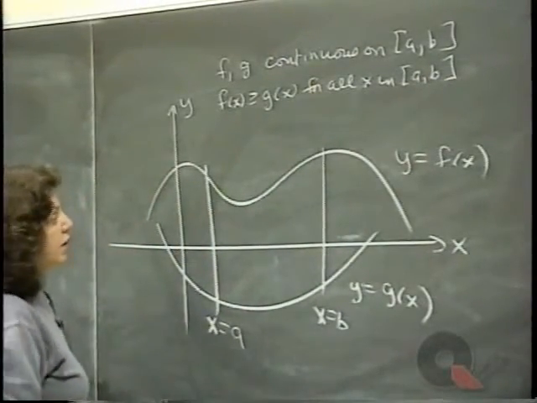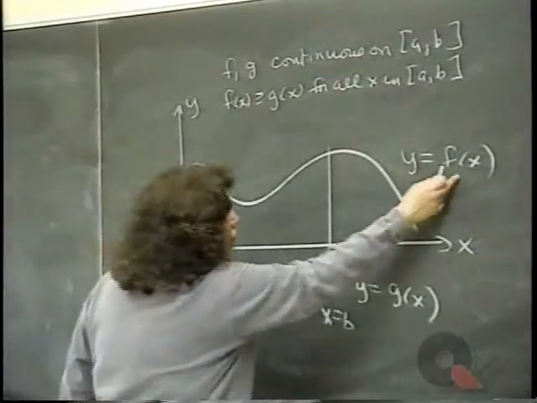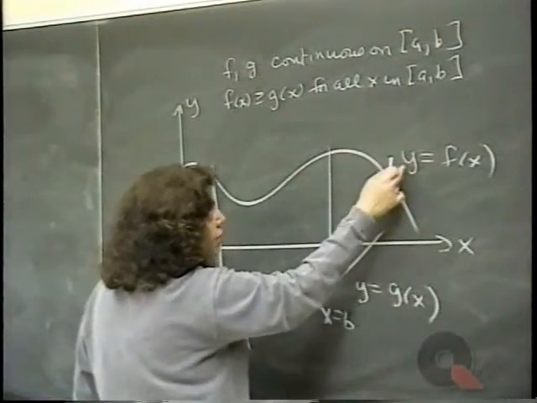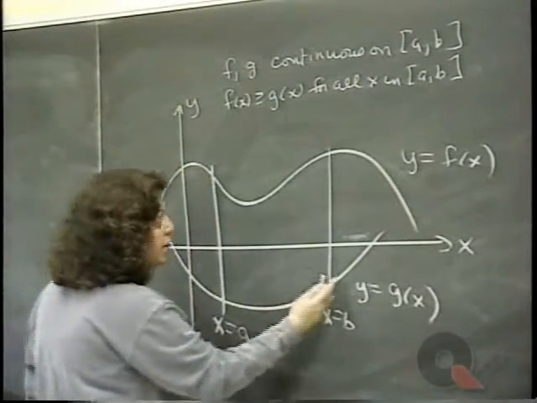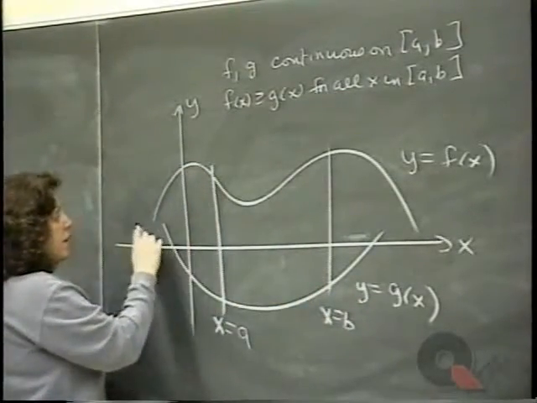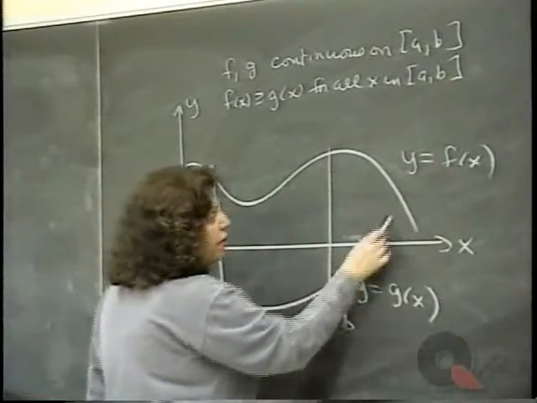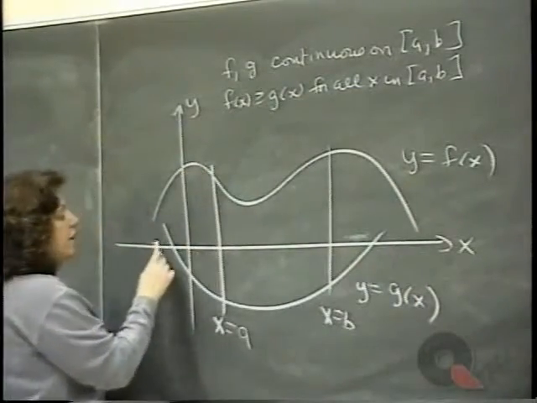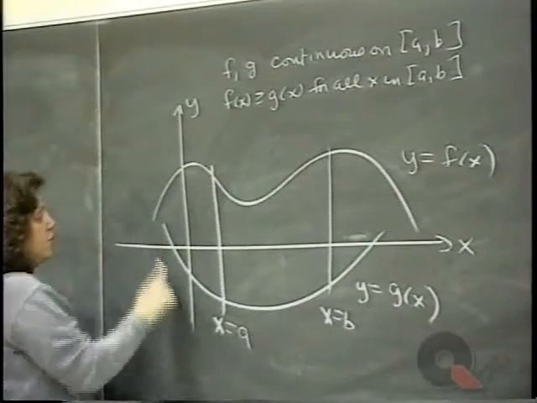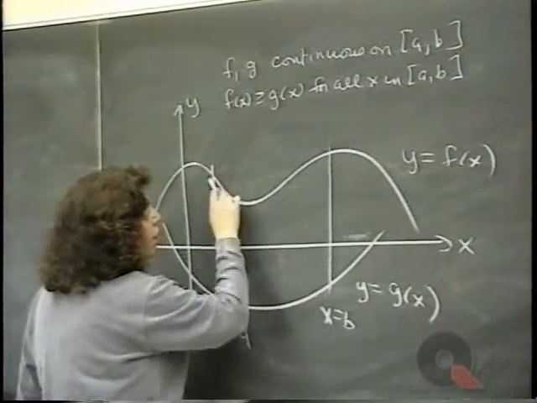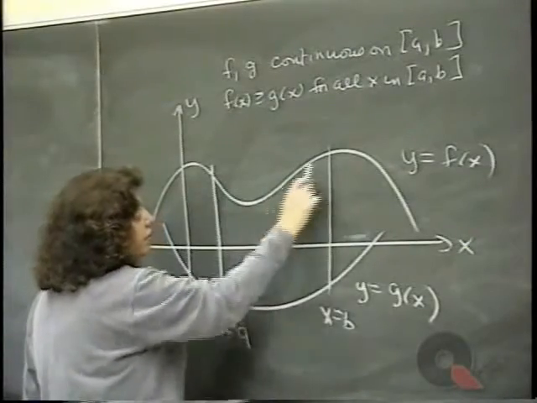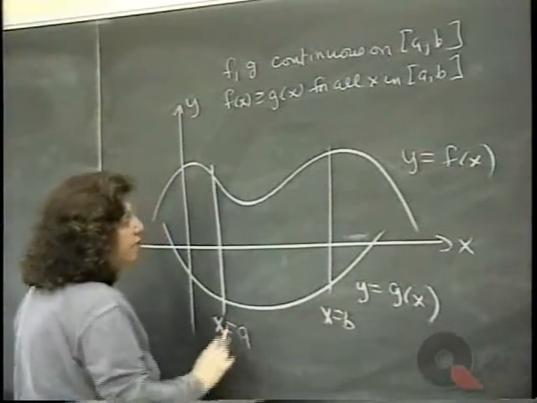By this I mean that if f of x is greater than or equal to g of x, the y value of this curve is always greater than or equal to the y value of this curve, at least between a and b. It may be over here that this g curve rises above the f curve, or over here the f curve falls below the g curve, but between a and b we have the y values from the f curve greater than or equal to the y values from this g curve.